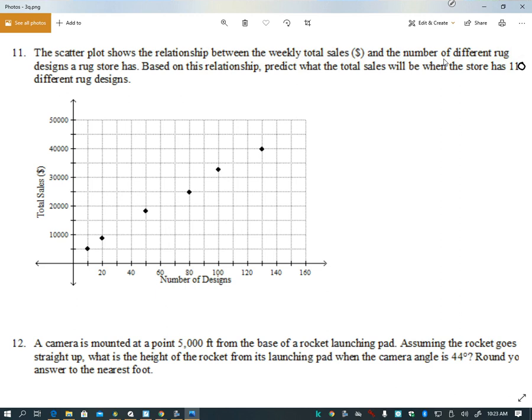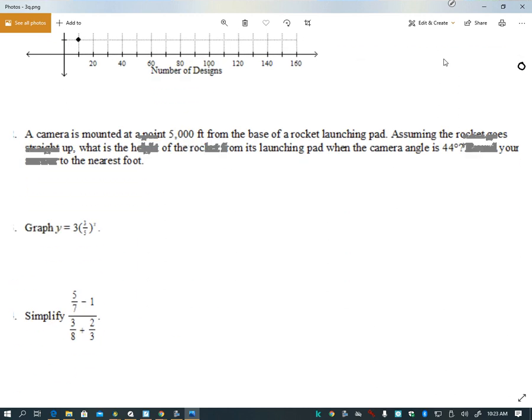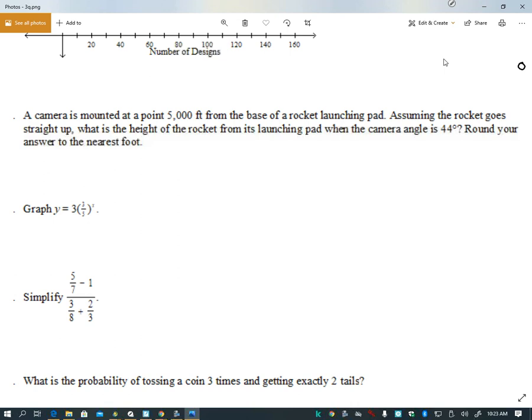All right. Number 12. A camera is mounted at a point 5,000 feet from the base of a rock. I feel like I've gone over all of these questions before. Did we review any of this? Bits and pieces of it. We didn't go over all of it. Have we gone over this? Is it in a video? We didn't make a video for it. All right. Well, for the sake of it, let's add it to the video.